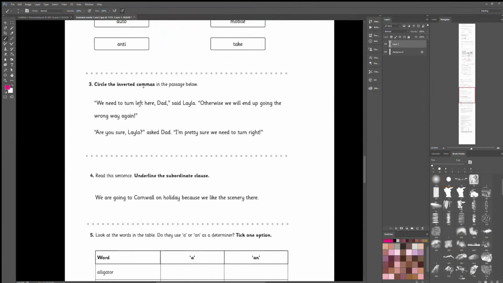Okay, circle the inverted commas in the passage below. Now, inverted commas are basically speech marks, like that. So you need to find the speech marks or inverted commas and circle them, please.